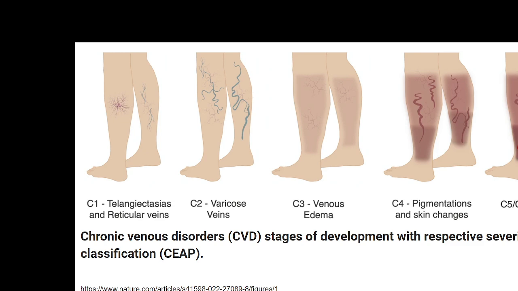Now, from the clinical point of view, there is a method of grading these venous disorders, and the grading would be from C1 to C6. C1 is where there is simple telangiectasia, minor vessels which are dilated, but otherwise no sign of venous incompetency is seen. When there is a varicose vein without much edema, that's C2.